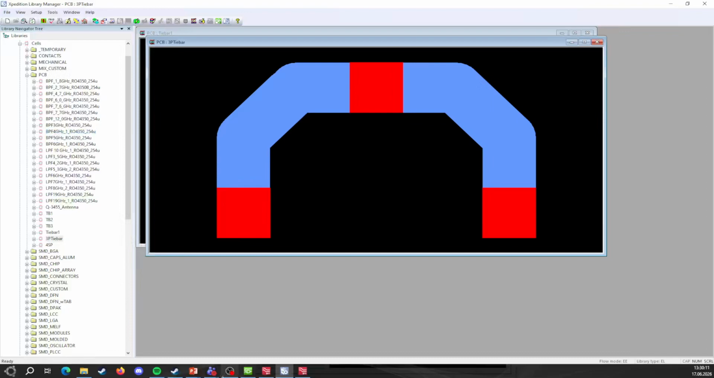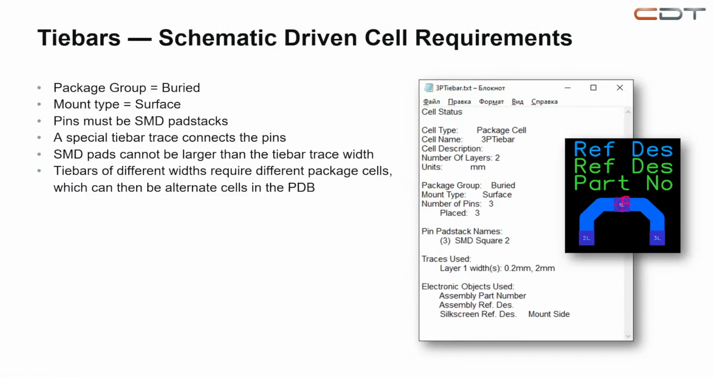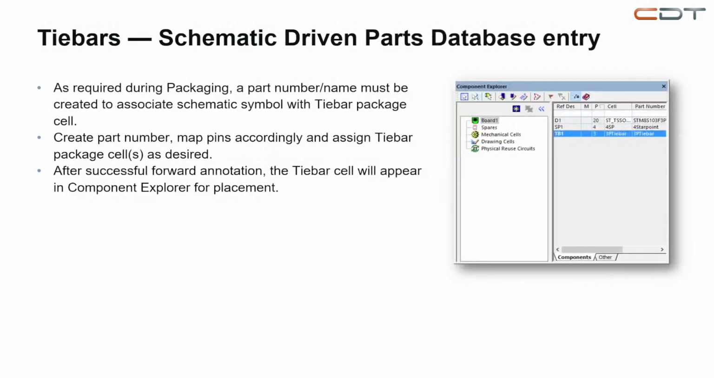After that, as usual, we need to proceed to the part. And again, as a normal part, it should have part number and part name to associate schematic symbol with cell. Then you need to add pin mapping and assign footprint and add this symbol to your designer, run forward annotation, and after that it will appear in the component explorer so you can place it.